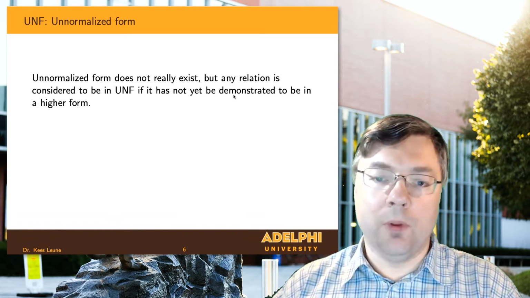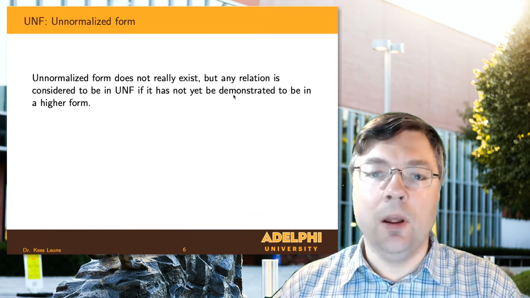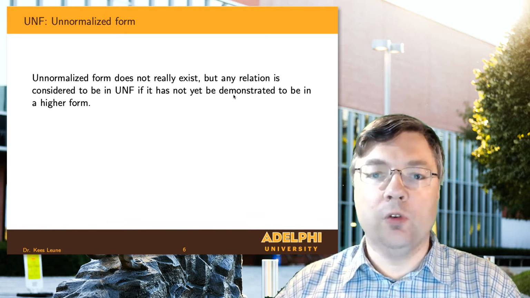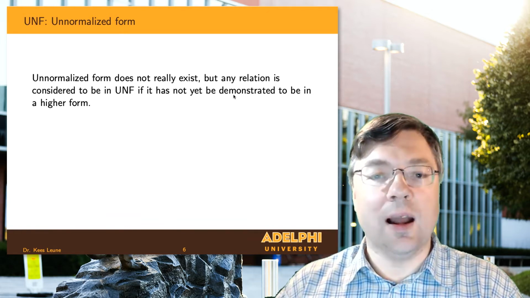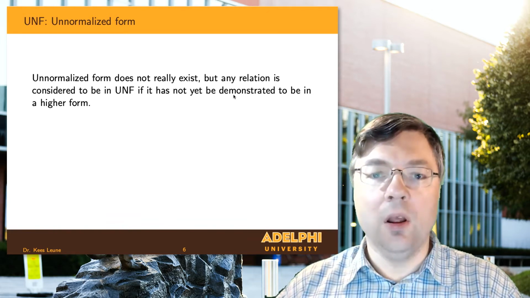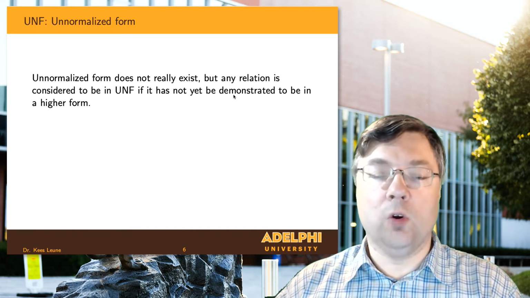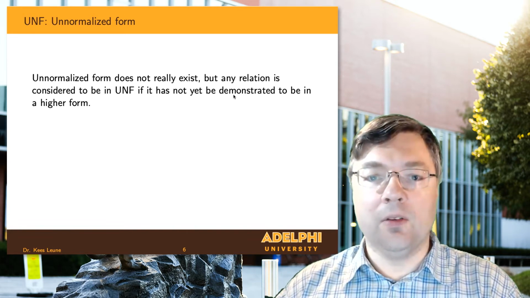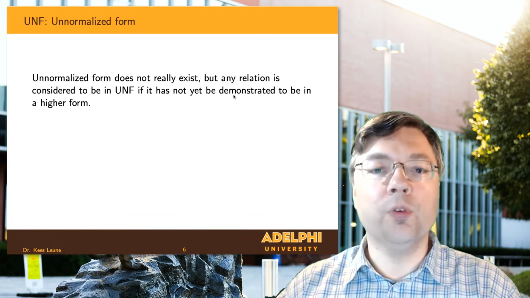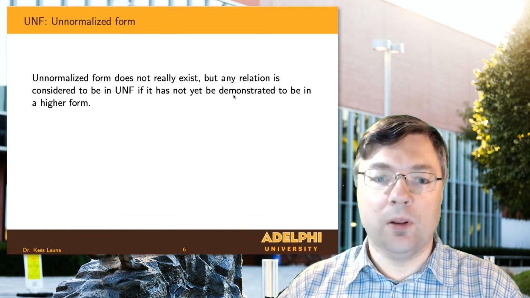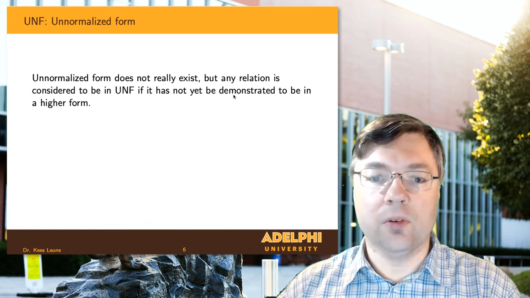Unnormalized form, which doesn't really exist, but for our purposes, we're going to say unless we've demonstrated that a relation is in a higher form of normalization, we're going to assume that it is not normalized at all and that it is therefore in the unnormalized form. So basically, until proven a higher level of normalization, something is unnormalized.